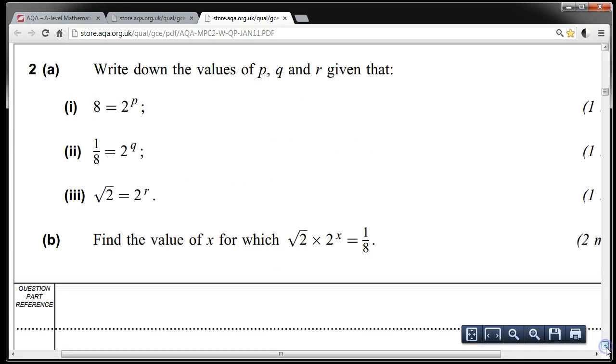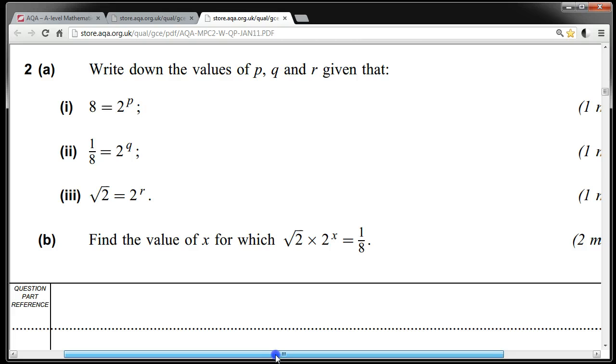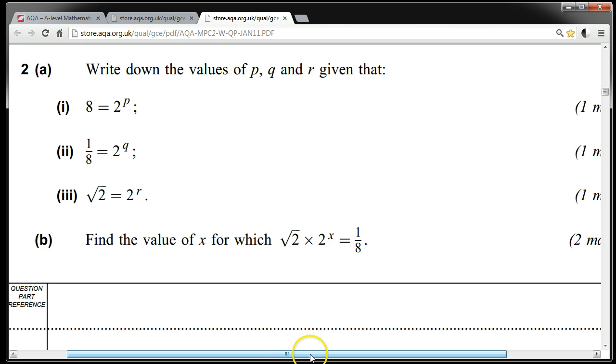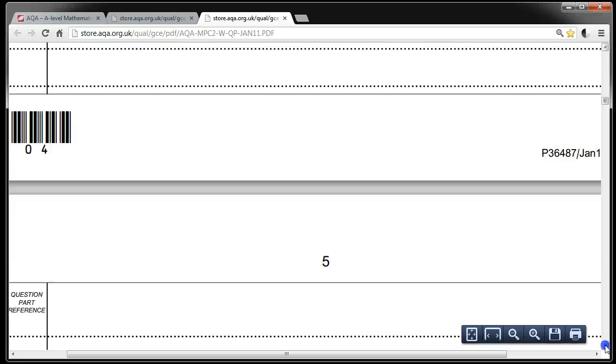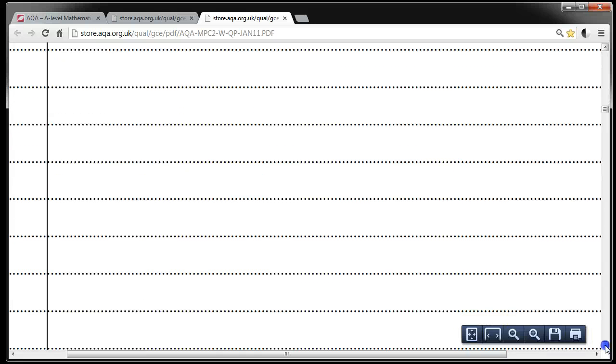Here's question 2 now. Let's have a little look at this one. So these are just writing down. It says write down, so there shouldn't be much involved in working these out, should there? Like P is 3, Q will be minus 3, wouldn't it? And R would be a half here, for example. And a tiny bit of algebra, properties of indices to work out this one. So again, a very easy, straightforward question. So the paper is quite nice in the sense that the first 2 questions are quite easy to do.